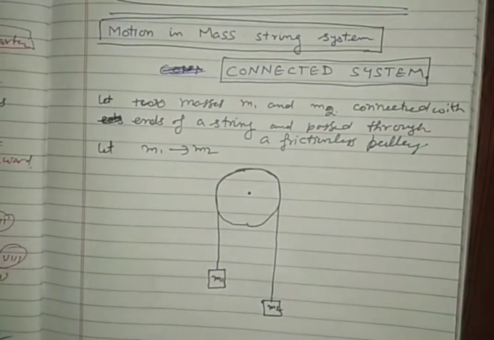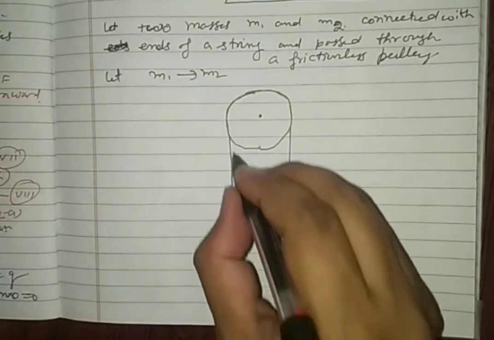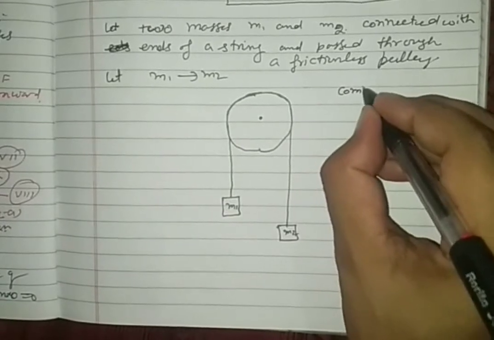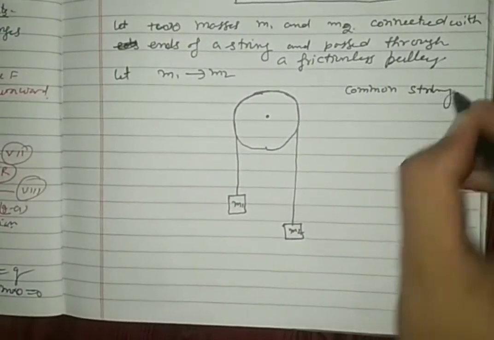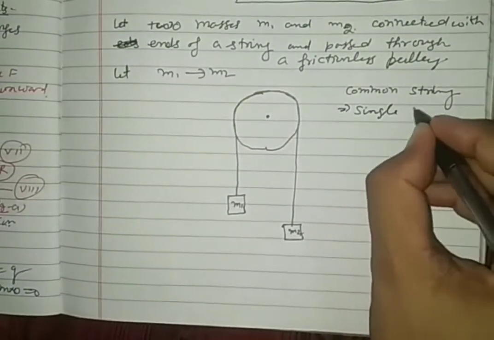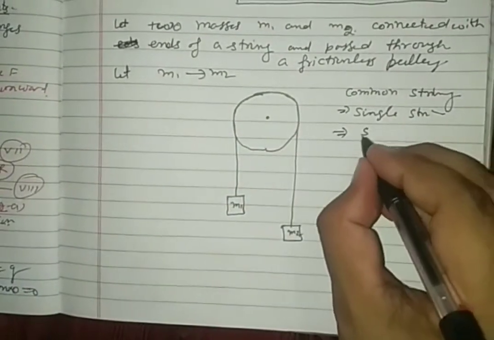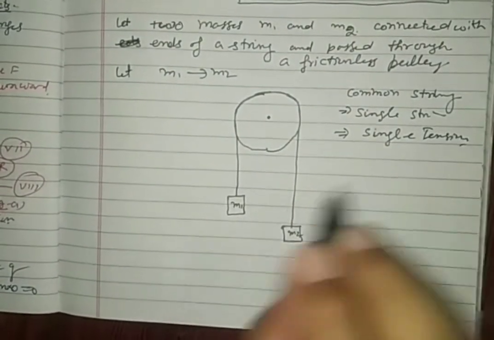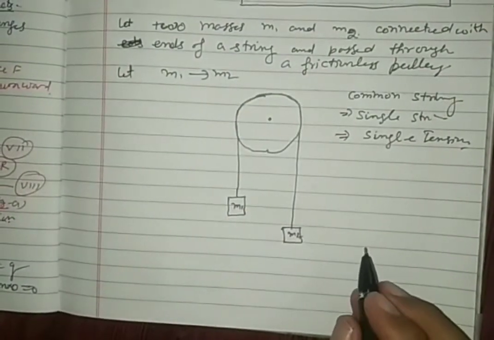See very carefully what forces act in this case. Here is one common string. Common string implies a single string, and a single string means a single tension. So a single string is a single tension.